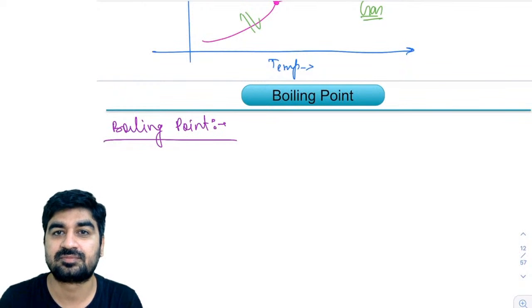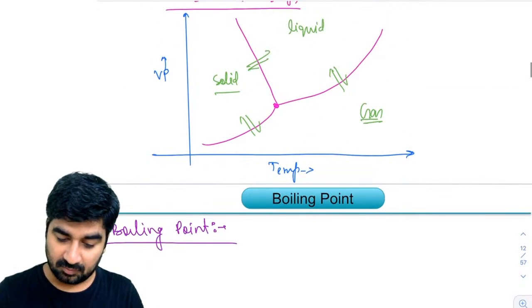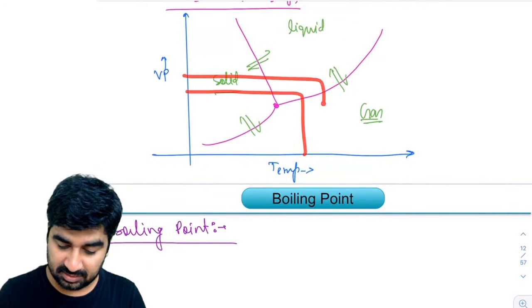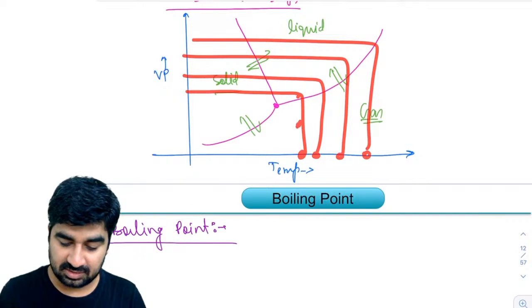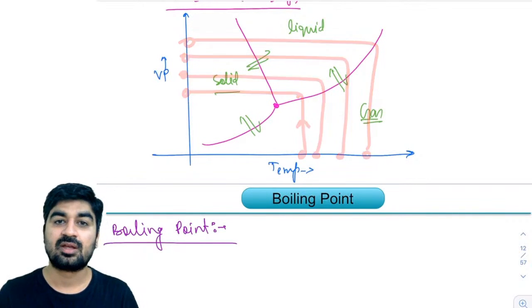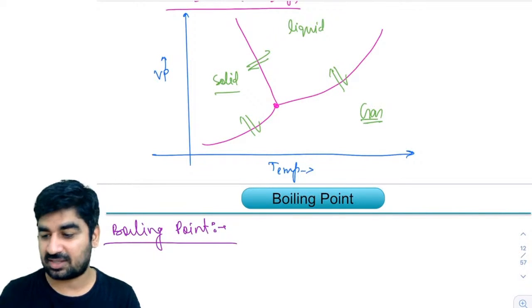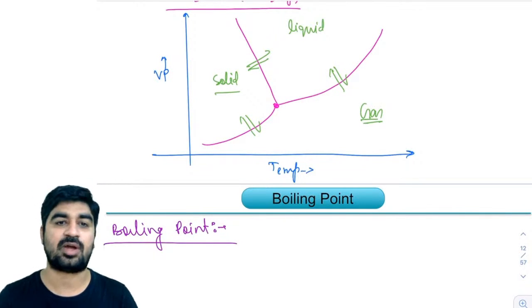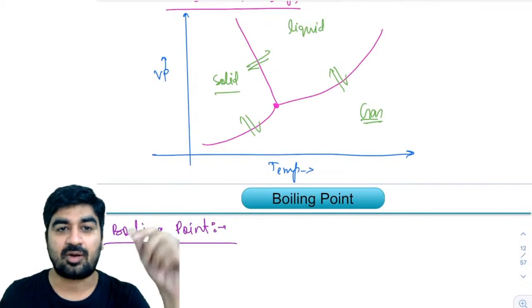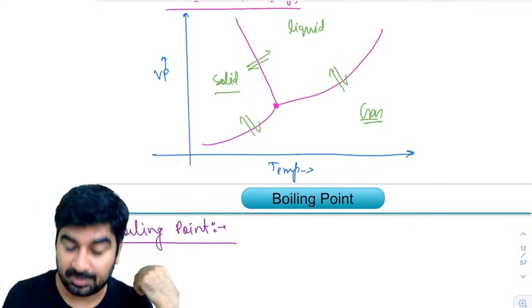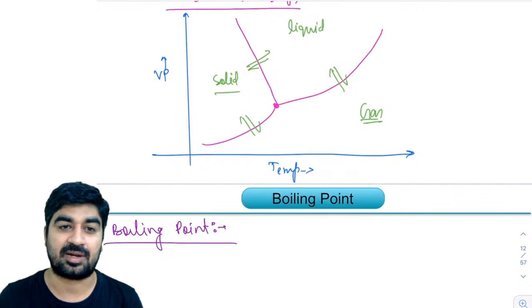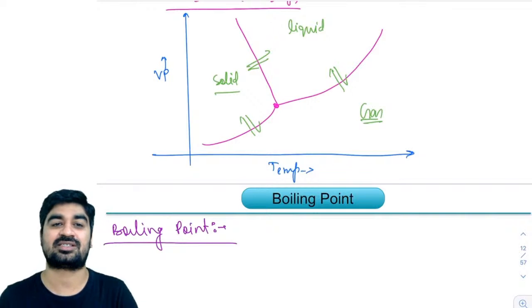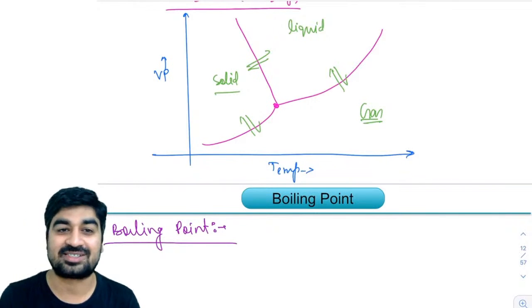Which temperature guys? So let me tell you, once you are increasing the temperature, vapor pressure is increasing. You can see here, temperature is increasing, as a result, vapor pressure is also increasing. And if vapor pressure is increasing, what would happen? Ultimately a stage will reach when vapor pressure will become external pressure. And if external pressure is 1 atm, then I will call it normal boiling point. And if external pressure is 1 bar, then I will call it standard boiling point.